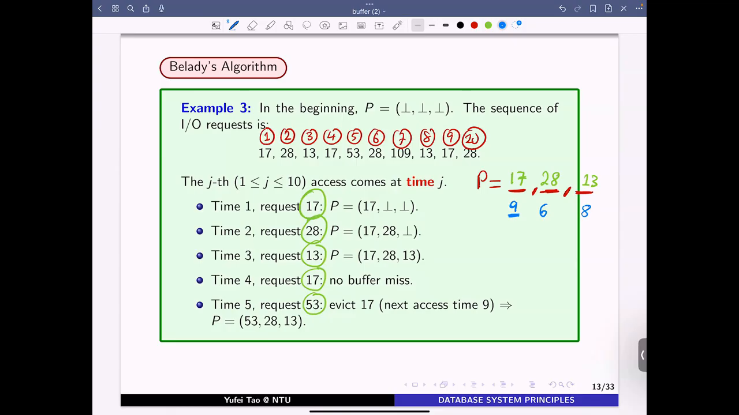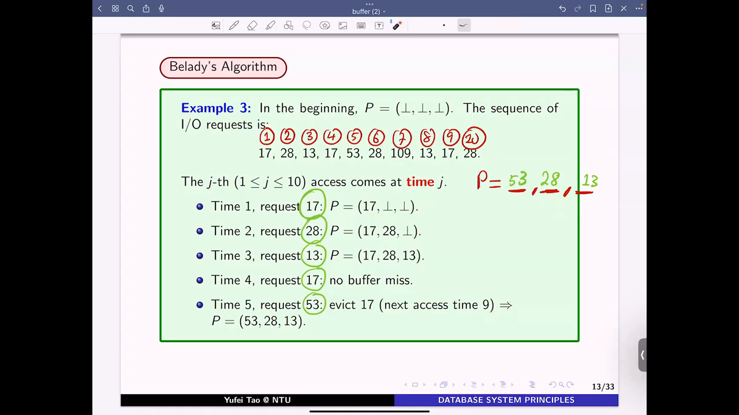Greedy, greedy, greedy, right? Belady says, go for the one with the largest, farthest next access time. So that will have to be 17. That's why we say bye-bye to 17. It's gone, and we create an empty slot and welcome 53 into its new home. So this is the situation so far. So far we have 4 misses: 1, 2, 3, 4.